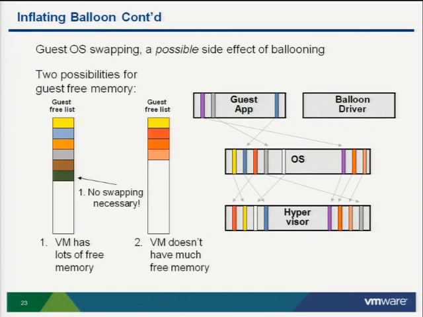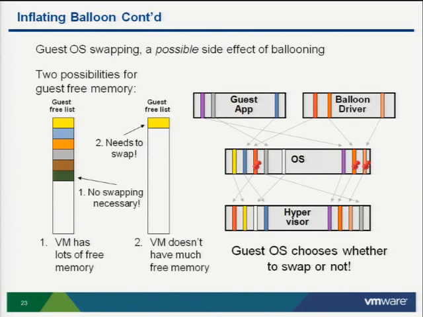But in a different situation, the guest is already pushed back toward the wall a bit, its free memory is pretty low, and the balloon driver takes even more. Now it's like, wait a sec, I'm critically low, let me reclaim some memory. So we leave it up to the guest operating system to choose whether it needs to swap or not. The hypervisor has no clue about this. It just allocates the memory it needs. The guest OS does what it will, and that may include swapping.